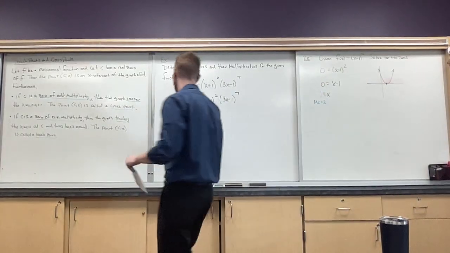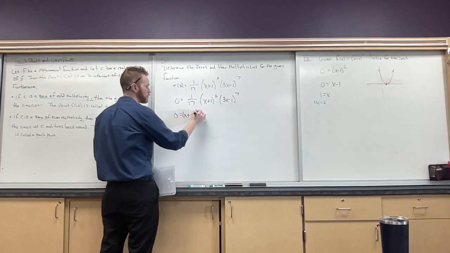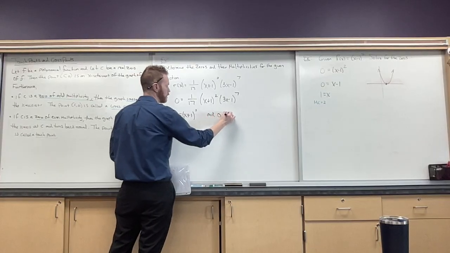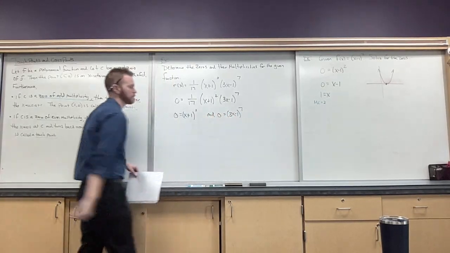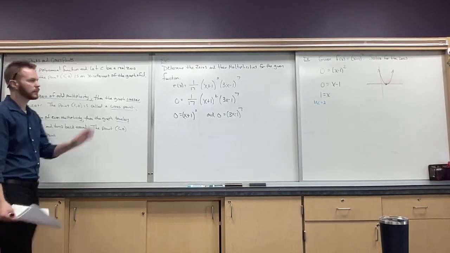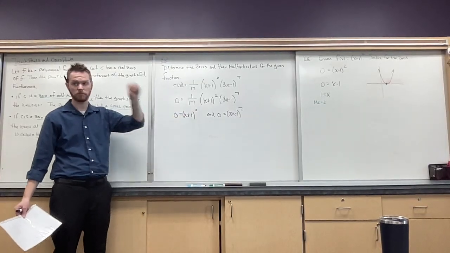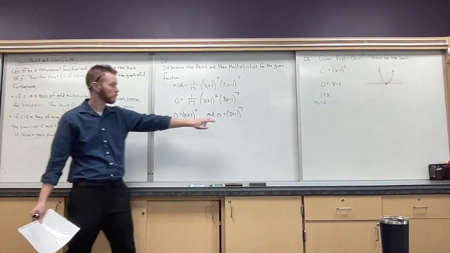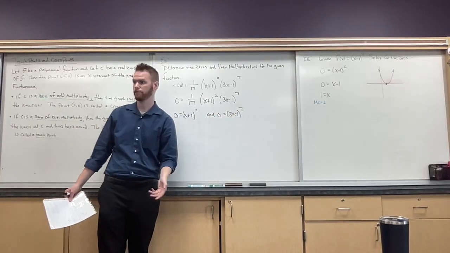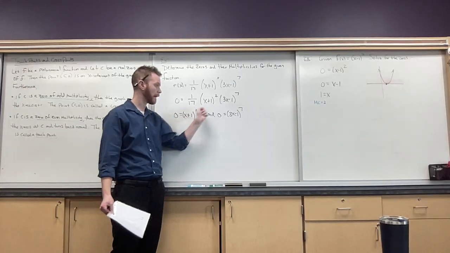Set each factor equal to 0 using the zero product property. So 1/17 equals 0. Well, we don't have to worry about that. That's not going to give me any solutions. So we get 0 equals (x plus 1) squared, and 0 equals (3x minus 1) to the 7th power. Now, before I go further, let's talk about something here. Going back to the definition of multiplicity, look at the power. What's the multiplicity of this one going to be? 2, right? That's the power. The multiplicity of this one is going to be 7.